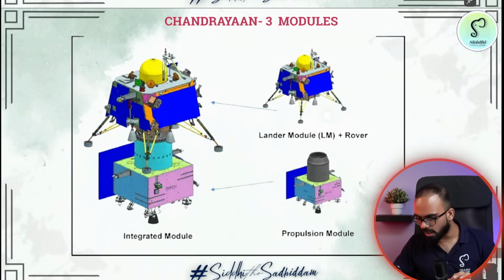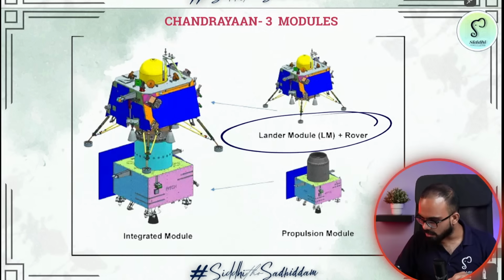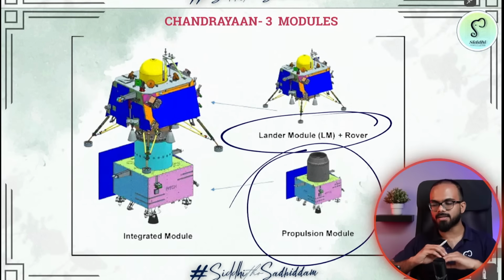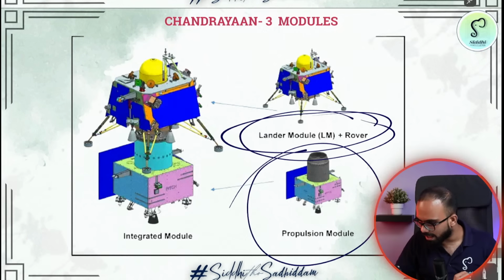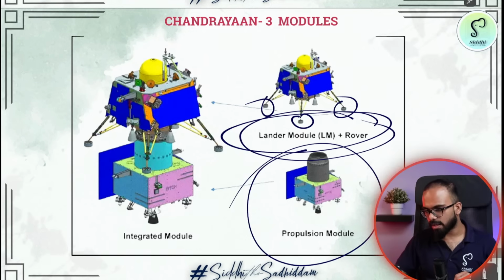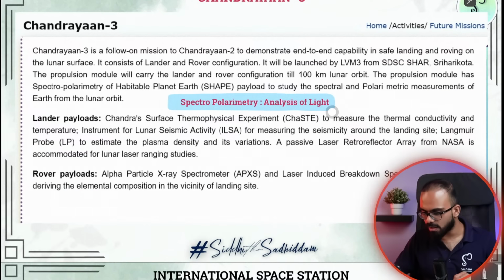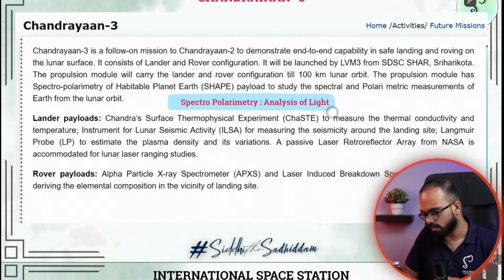Now, Chandrayaan 3 had a lander. This is a propulsion module. The propulsion module is the module that gives the final thrust, or the energy, to get into the orbit. We had a lander and we have a rover. Right? So this is all about Chandrayaan 3 and Chandrayaan 3 payloads.